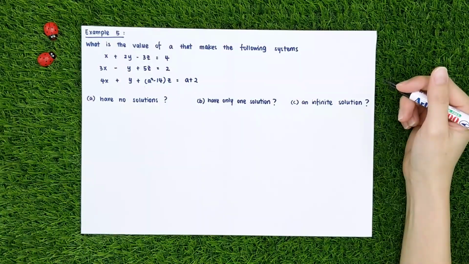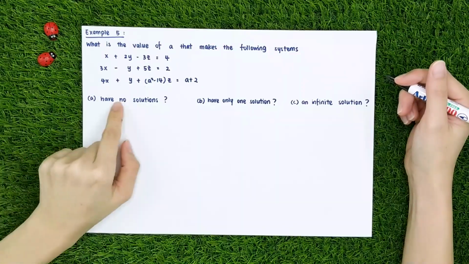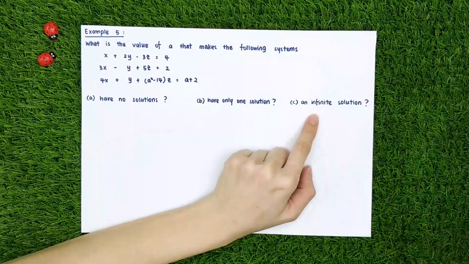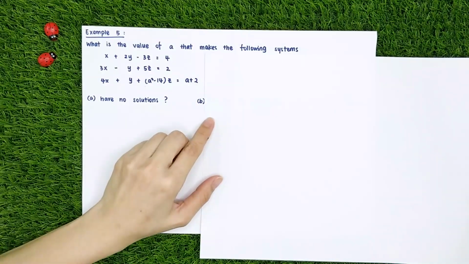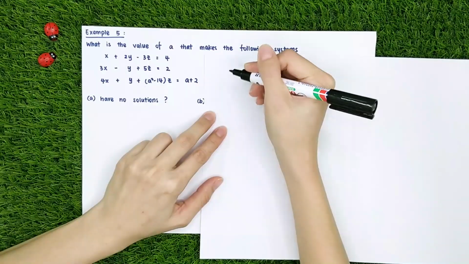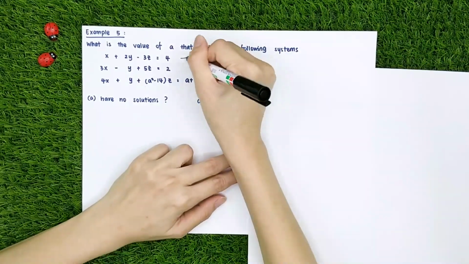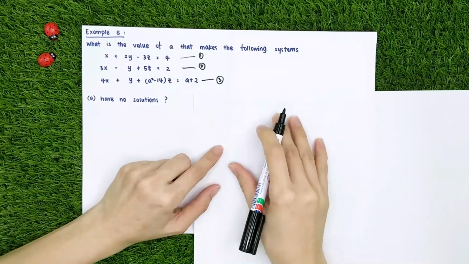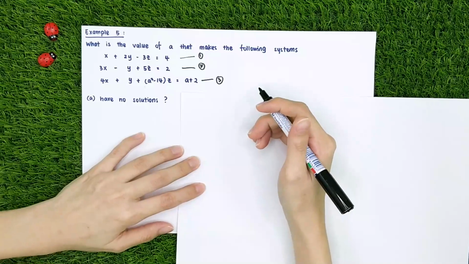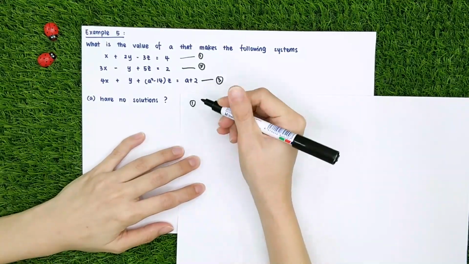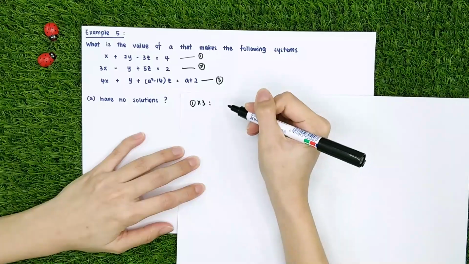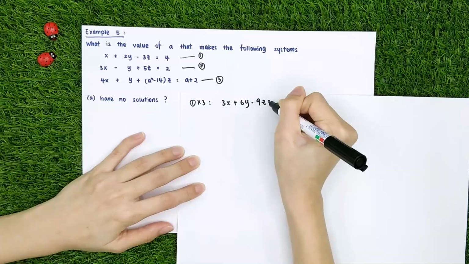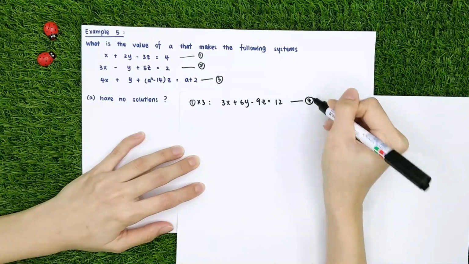Example 5. What is the value of a that makes the following system have no solution, have only one solution, and infinite solution? Okay? Now, I will use the normal way, which is I will label all these three equations as the first equation, the second equation, and the third equation. Now I will choose to use the elimination method to solve this equation. I will choose the equation 1 times 3. Then I will get 3x plus 6y minus 9z equals to 12. This is my equation 4.